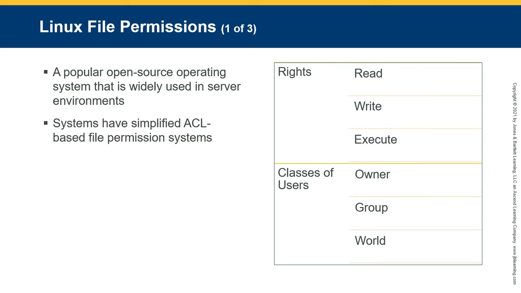Linux file permissions. Linux is a popular open source operating system that is widely used in the server environment. Linux systems have simplified ACL-based file permissions: read, write, and execute, with classes of users: owner, group, and world.